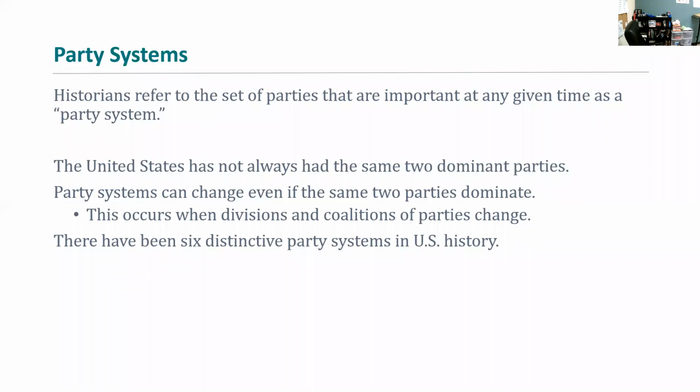So the first party system emerges basically.